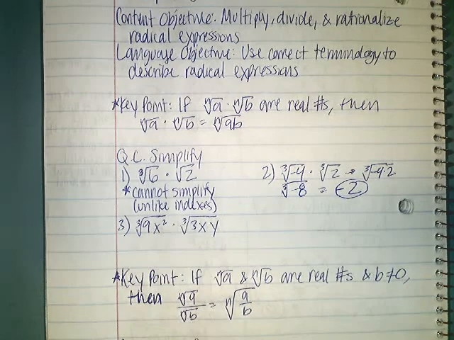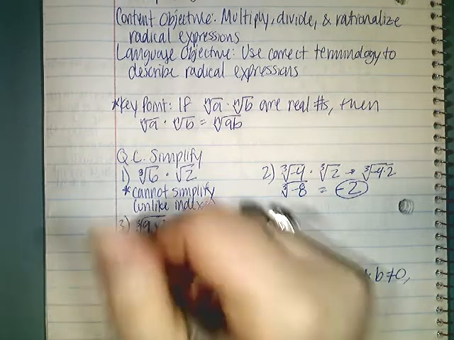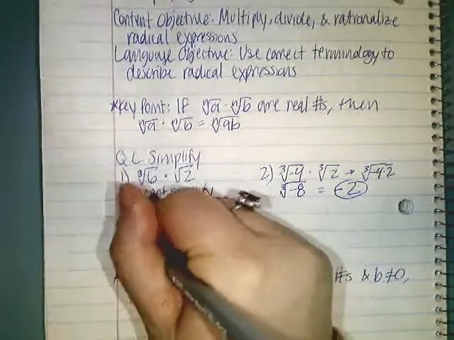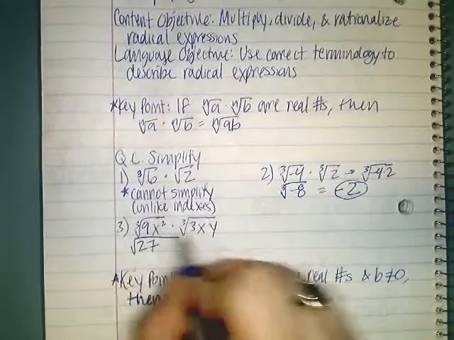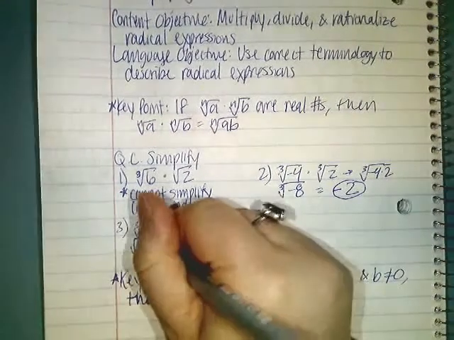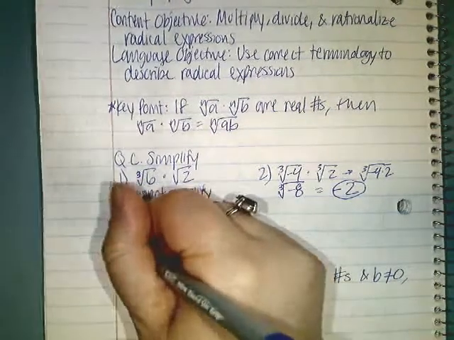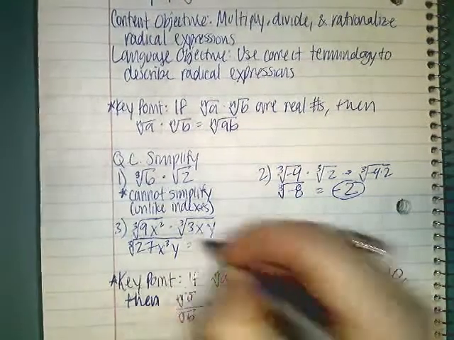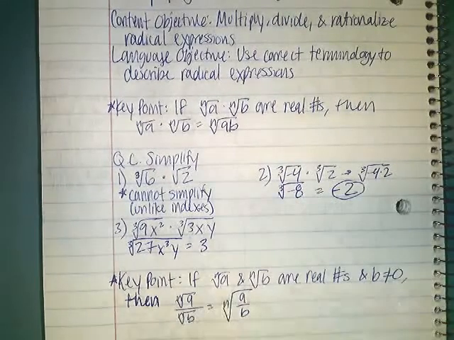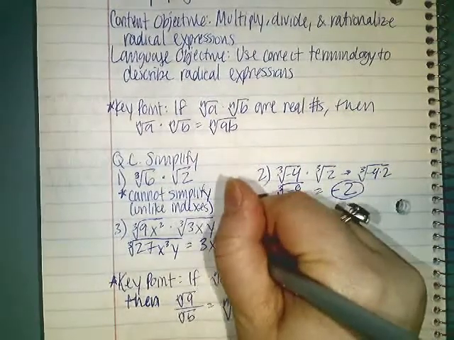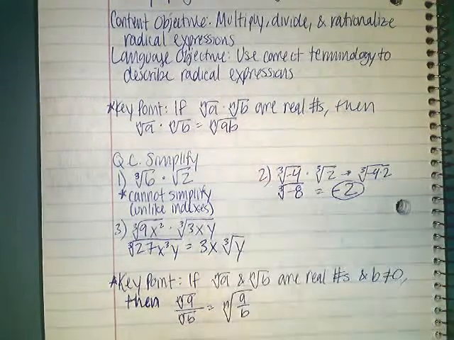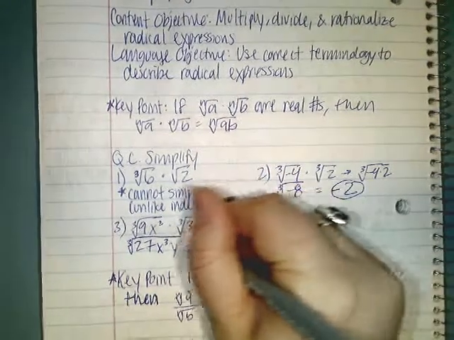The last one, I threw in some variables to make it a little bit trickier. I again have the same index. I'm taking the cube root of each of these. So I end up with 9 times 3 is 27. x squared times x is x cubed. And then I have a y. Since I'm taking the cube root, I know the cube root of 27 is 3. The cube root of x cubed is x. And I'm left with the cube root of y still there under the radical.